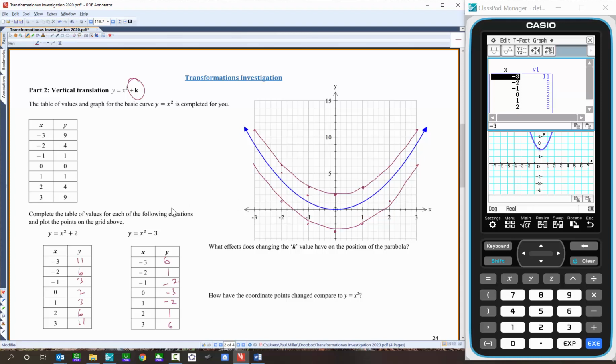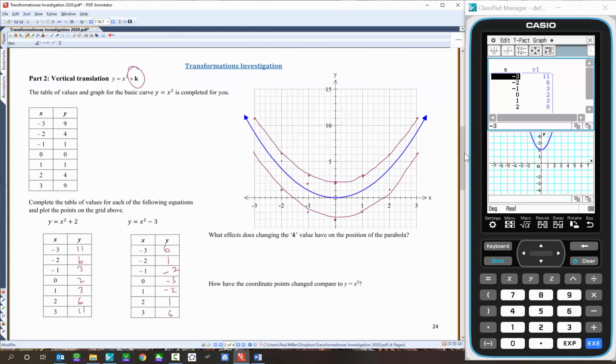All right, so again, can you please make sure that you cross your T's and dot your I's, make sure it goes through all of the points, it's a nice smooth curve. Okay, again, good practice to label your graphs when there's multiple functions on the page. Y equals x squared, y equals x squared plus 2. What effect does changing the k value have on the position of the parabola? It translates the y equals x squared graph k units up or down, depending on the value of k.